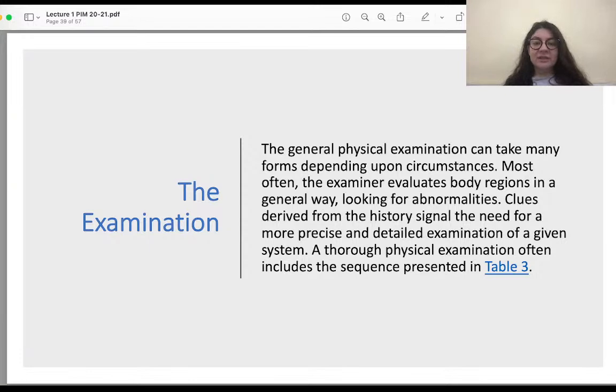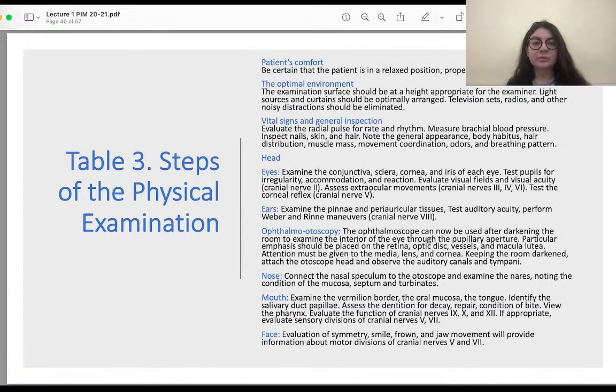The general physical examination can take many forms depending upon circumstances. Most often the examiner evaluates body regions in a general way, looking for abnormalities. Clues derived from the history signal the need for a more precise and detailed examination of a given system. A thorough physical examination often includes a sequence presented in a table. Here you see the steps of physical examination.